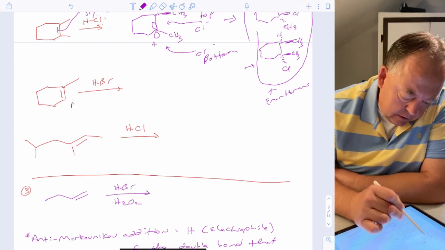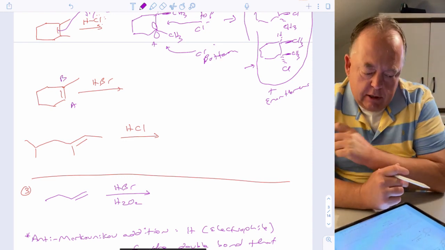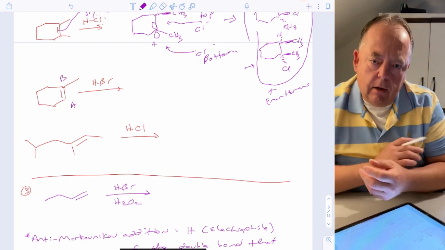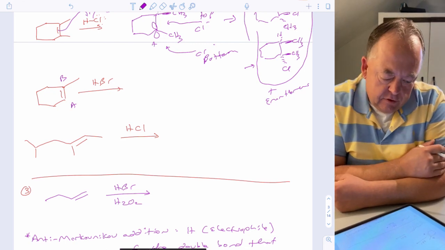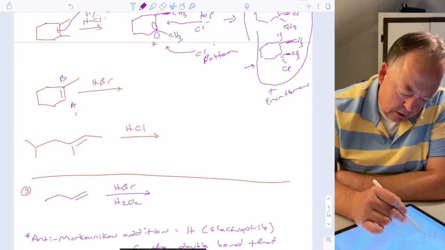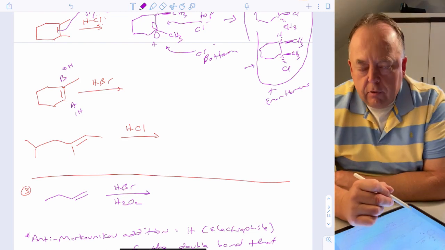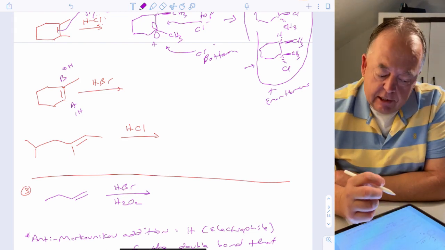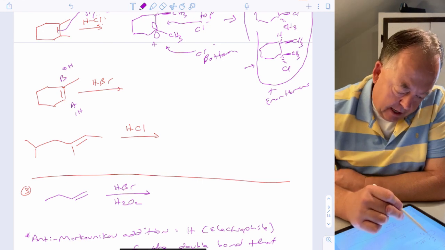So if this is carbon A and carbon B, you want to recognize you're just going to add H and Br across the double bond. But is it Markovnikov or anti-Markovnikov? So where does the hydrogen go? Carbon A has 1 hydrogen, carbon B has 0 hydrogens. This follows Markovnikov's rule, which says put the hydrogen on the carbon that has the most number of hydrogens. So hydrogen is going to go to A.